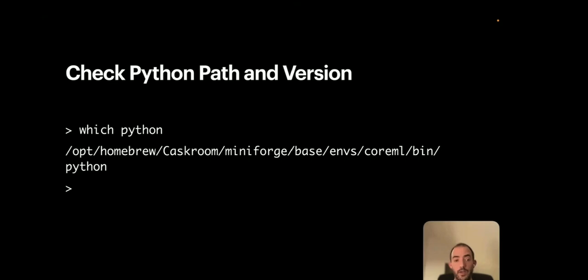You can then run python --version to find out which version you're running. In this case, 3.9.7. If you see 2.7, you're probably running on the system Python that came with your Mac, which is bad. You don't want to use it. It won't be able to run most of the scripts or even Coreml Tools, I don't think.